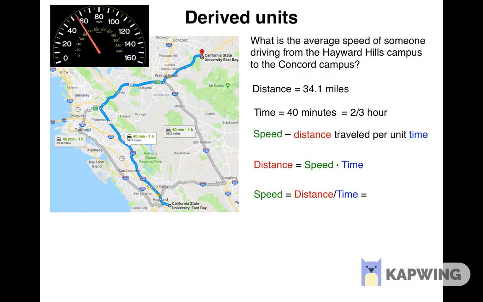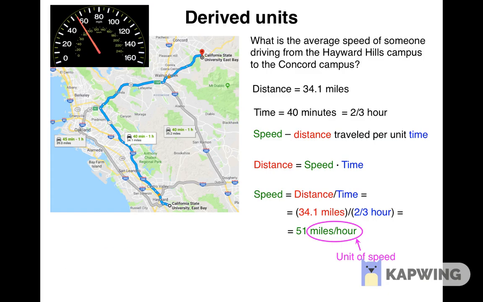In our example, the car travels a distance of 34.1 miles in 40 minutes or 2/3 of an hour, so the speed of car is 34.1 miles divided by 2/3 of an hour, and that's 51.15 miles per hour. Miles per hour is a unit of speed. It is a derived unit.